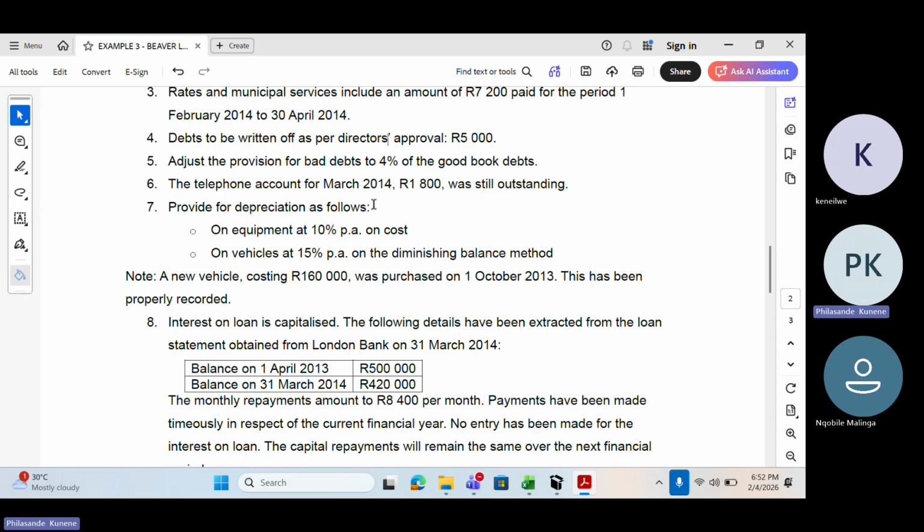Provide for depreciation as follows: on equipment 10% per annum on cost, on vehicles 15% per annum on the diminishing balance method. Note, a new vehicle costing 160,000 was purchased on 1 October 2013. This has been properly recorded. This is for you, Kinele. What is our starting point here?